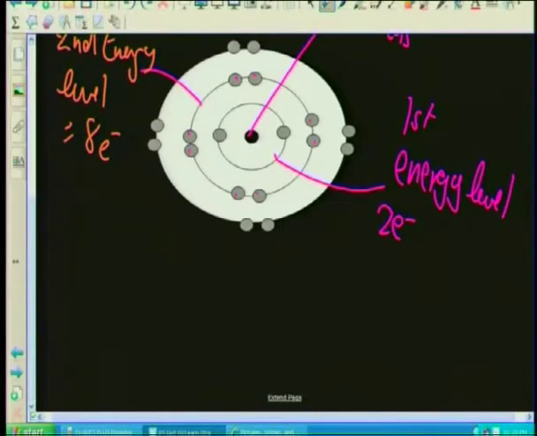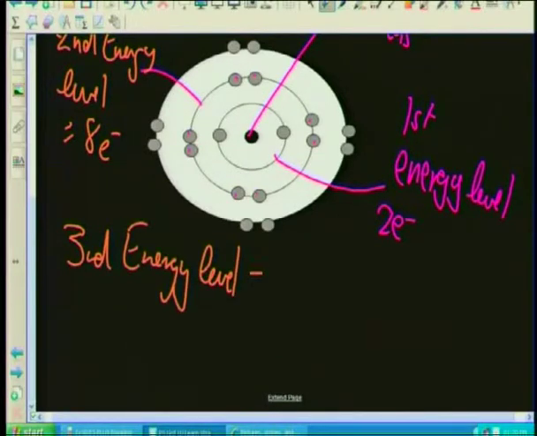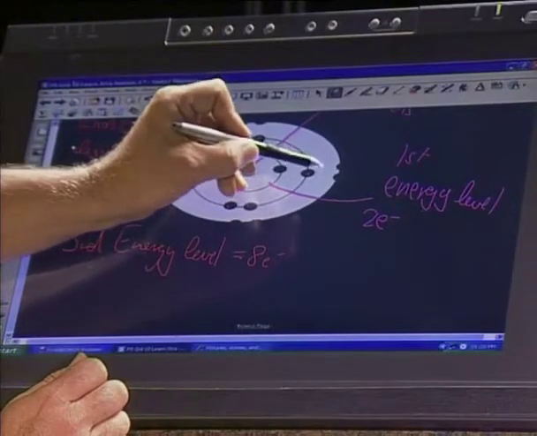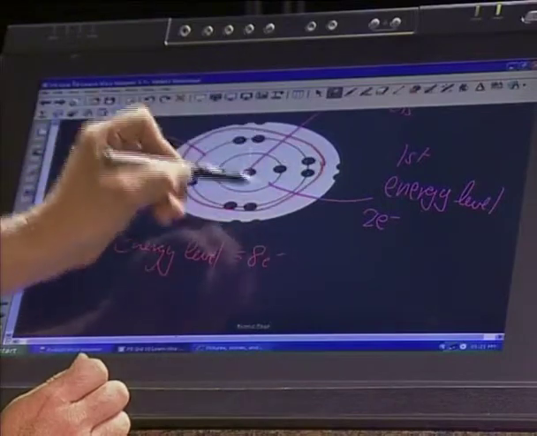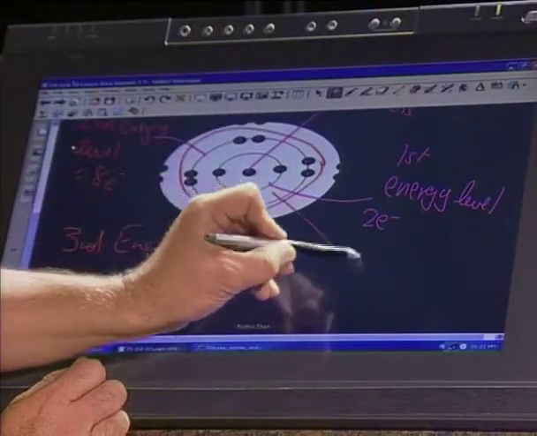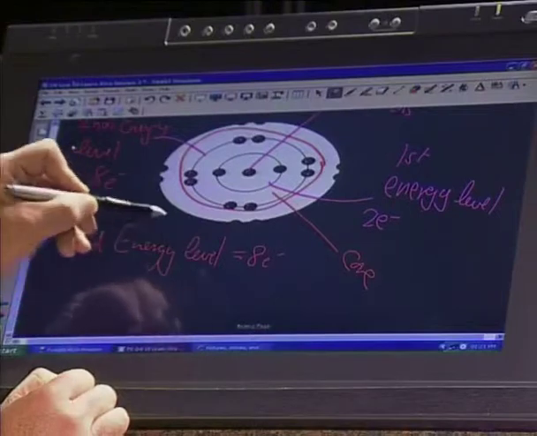So he had this idea of energy levels, third energy level, and there were also 8 electrons. The inside ones in this sort of atom here, he called these, or they've become called, the core electrons. These ones are known as core.